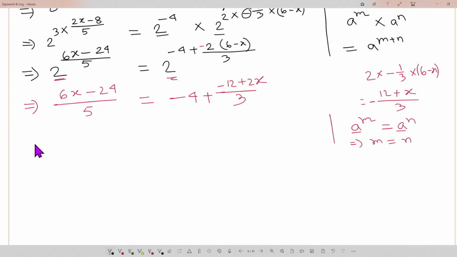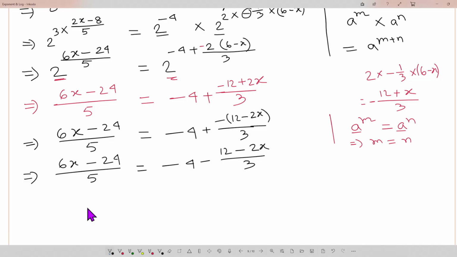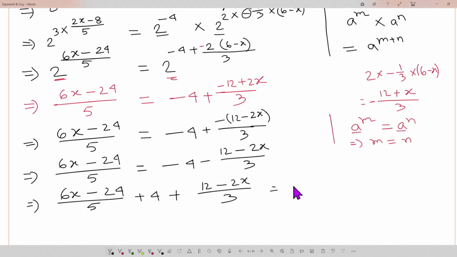Now what can we do? Two things we can make. (6x minus 24) divided by 5 equals minus 4, plus we can take common minus, so here will be (12 minus 2x) divided by 3, and then (6x minus 24) by 5 equals minus 4, and this plus and minus will be minus (12 minus 2x) by 3. Okay, then we can transfer everything to the left side. It means (6x minus 24) by 5, this minus 4 becomes plus 4, and this plus minus becomes plus (12 minus 2x) by 3 equals 0.